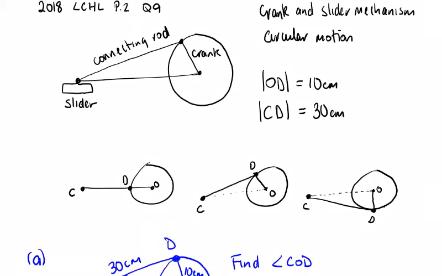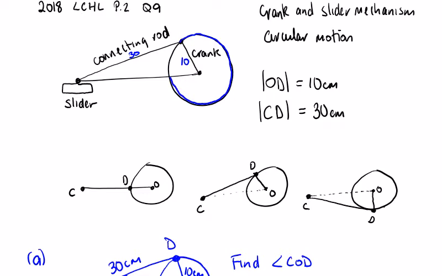This is Leaving Cert Higher Level 2018 Paper 2 Question 9, a crank and slider mechanism where we're given 5 diagrams. Before we get to the question, we're told OD is equal to 10, which is the radius. We're told CD is equal to 30, which is this side here, and you can see that this moves around in a circular motion and can end up back here.